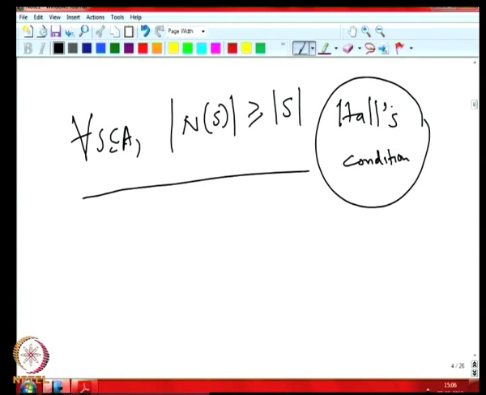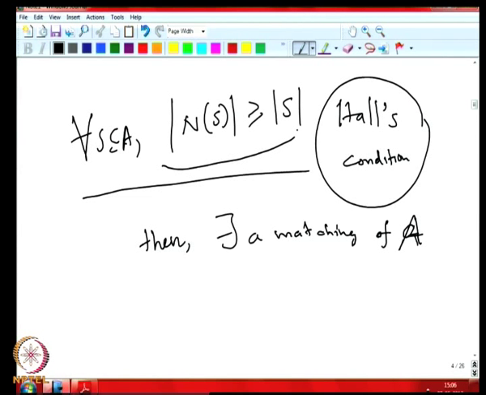It says if Hall's condition is met, then there exists a matching of A. In other words, in the language of distinct representatives, what do we mean by the cardinality? What is N of S? N of S is essentially the union of all the members of S. It will be some set, some Si in S, and we take the union of the Sis.